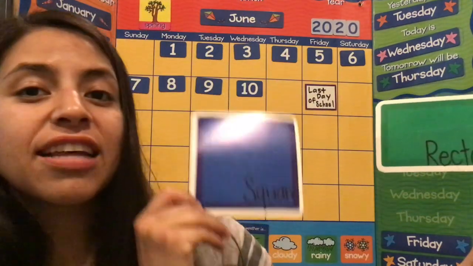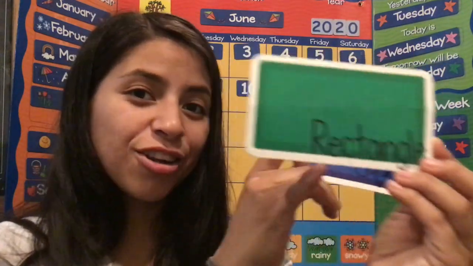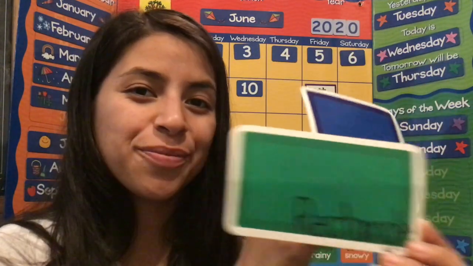Our last two shapes have four sides, but the square has four sides that are all the same, and the rectangle has two sides that are long and two sides that are short.